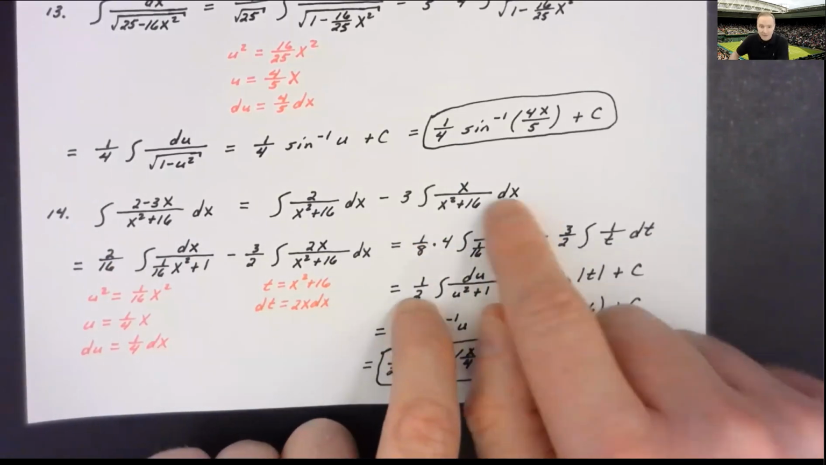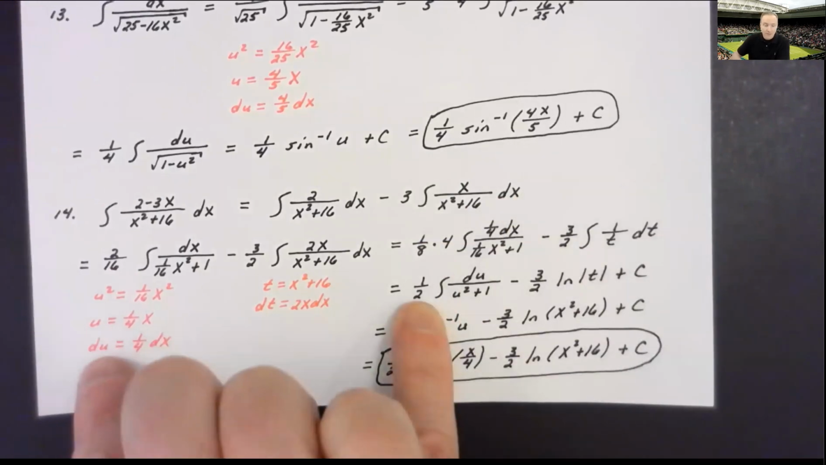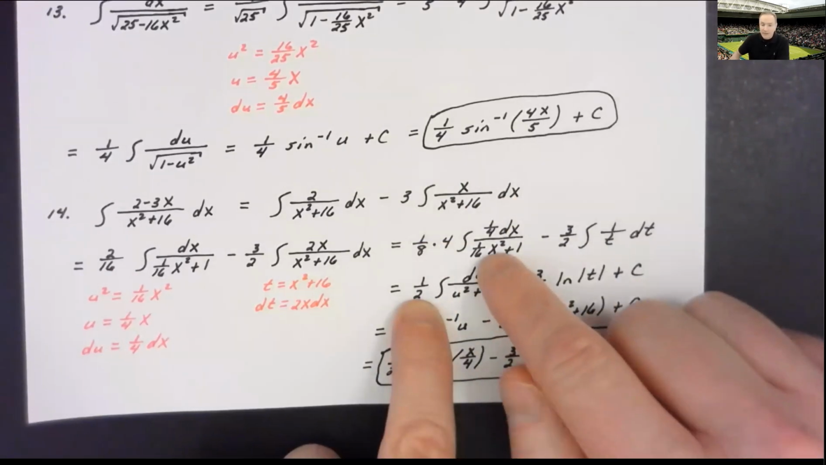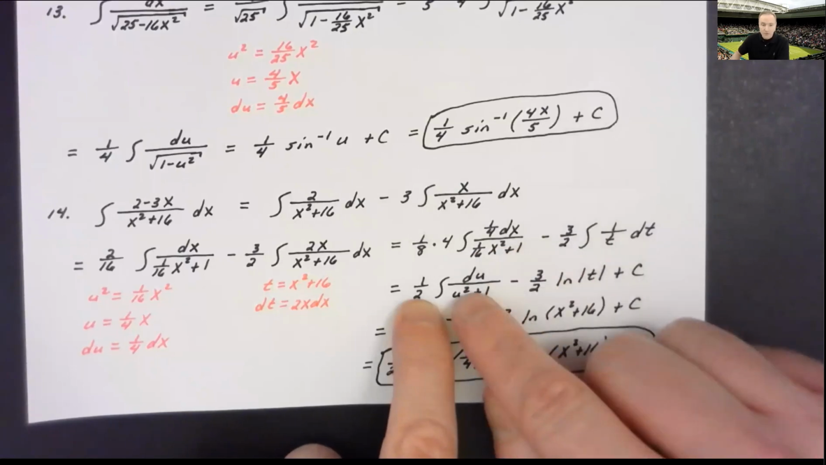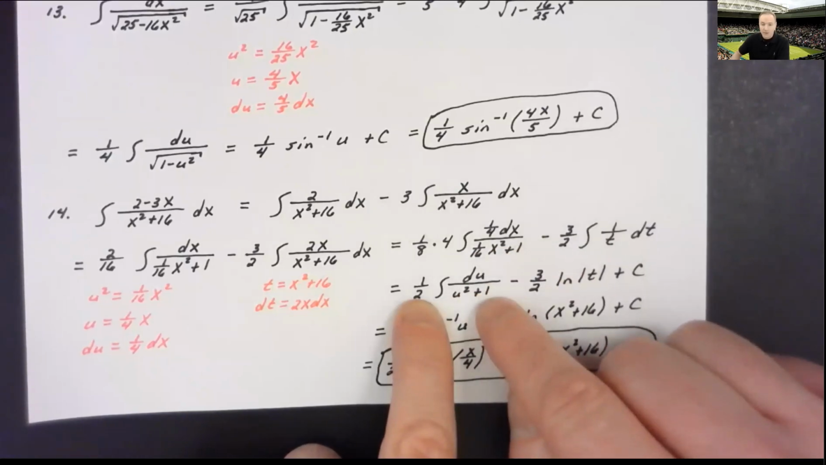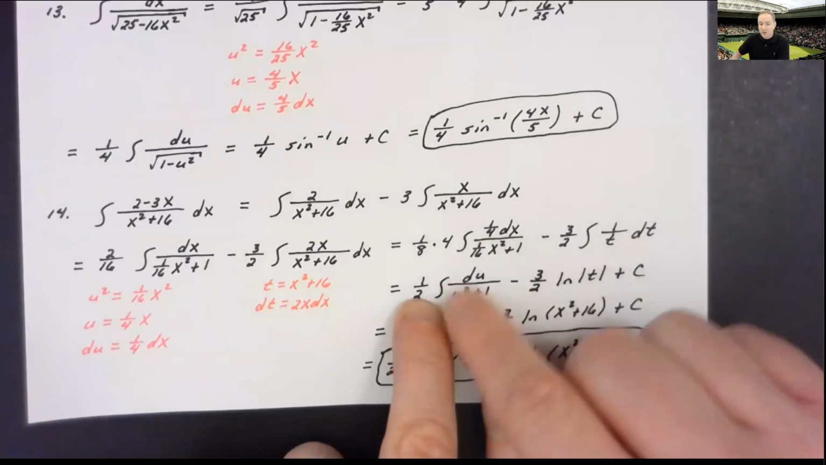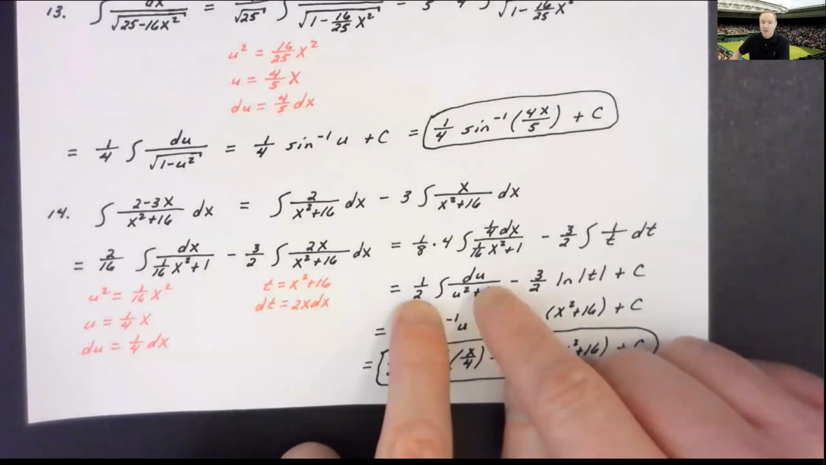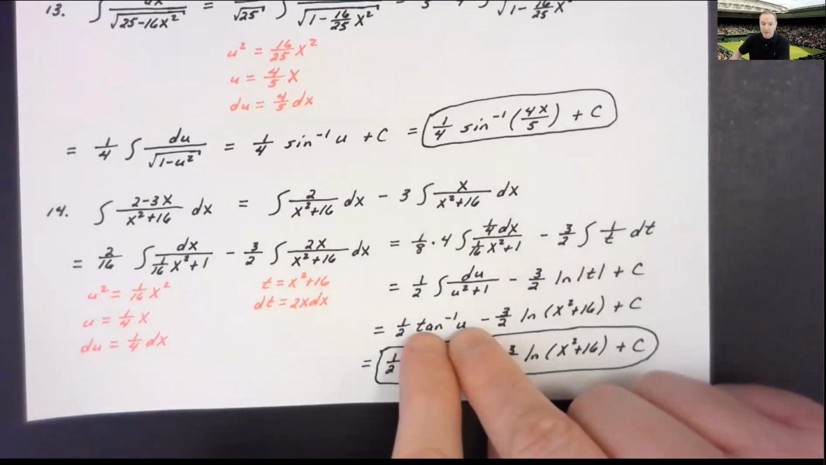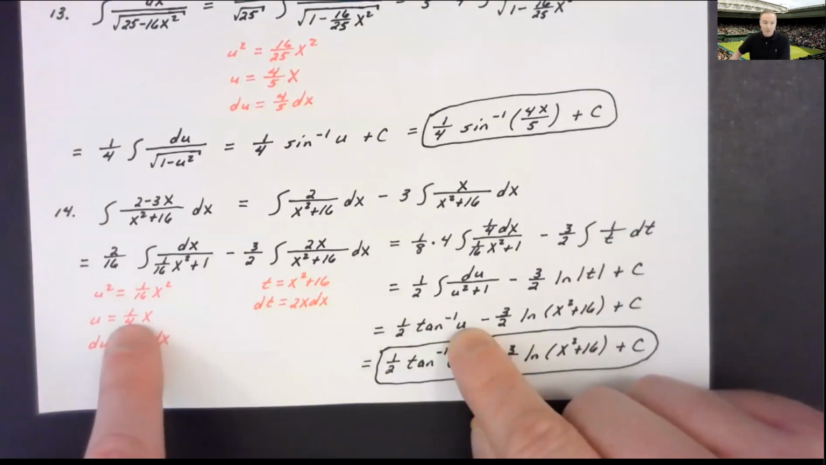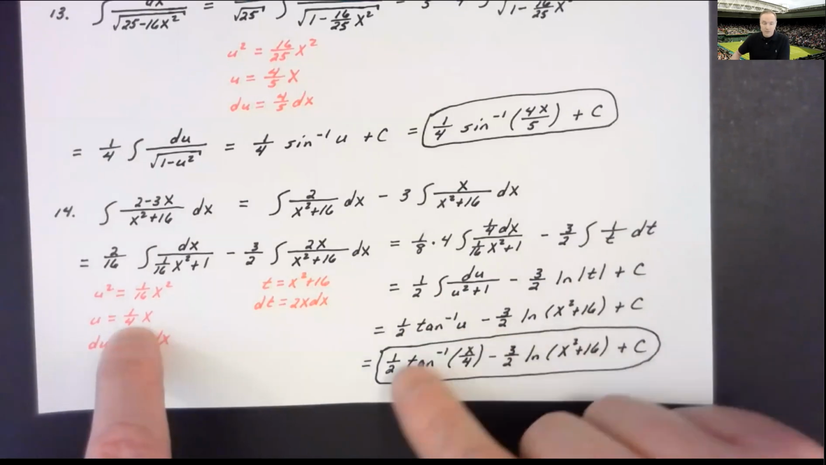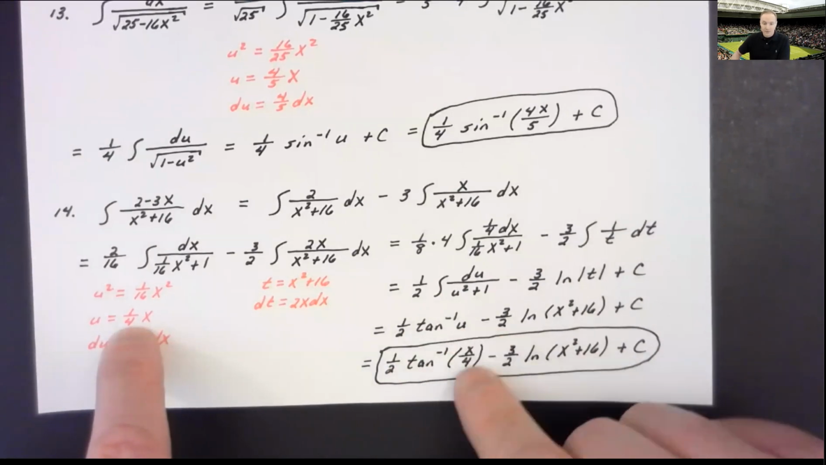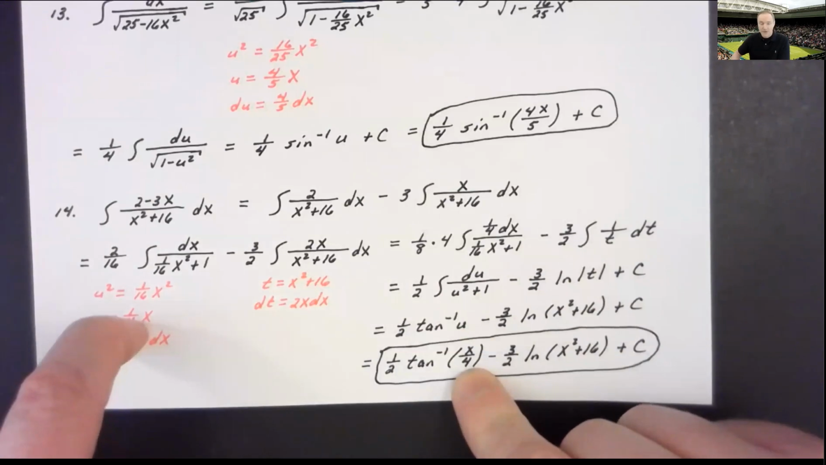On the inside, this 1/4 dx is going to become du. And my denominator, the whole reason for doing this substitution is so that I could write it as u squared plus 1. Now we know the integral of 1 over u squared plus 1 by definition is the inverse tangent of u. So I can go from here to here in one step and just say I have 1/2 inverse tangent of u. And now I know u is equal to x over 4. So this is going to be 1/2 inverse tangent of x over 4. That's the first part of my answer.